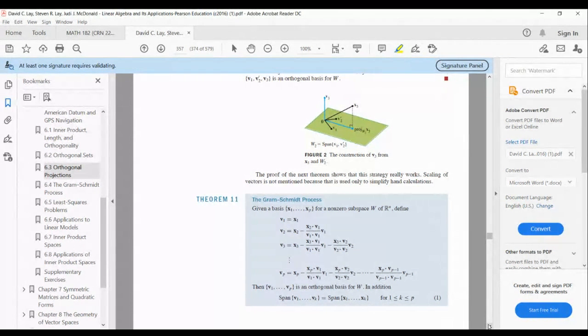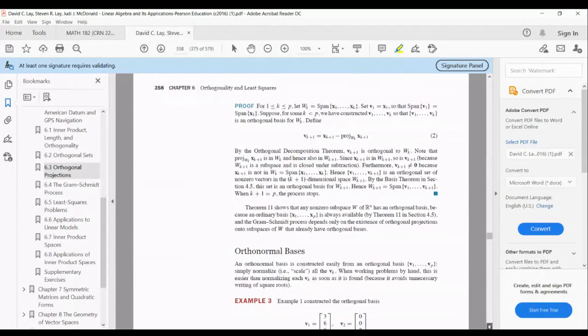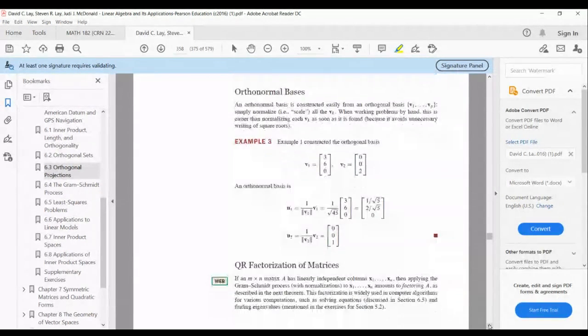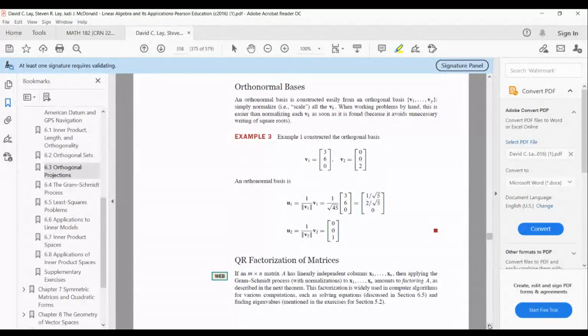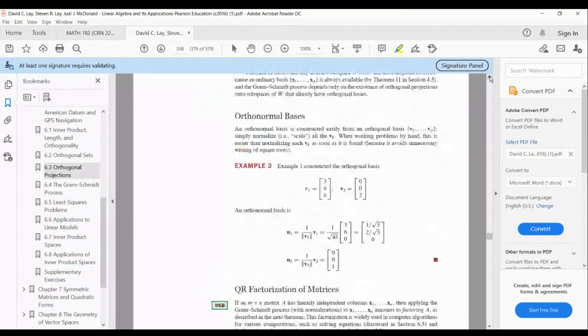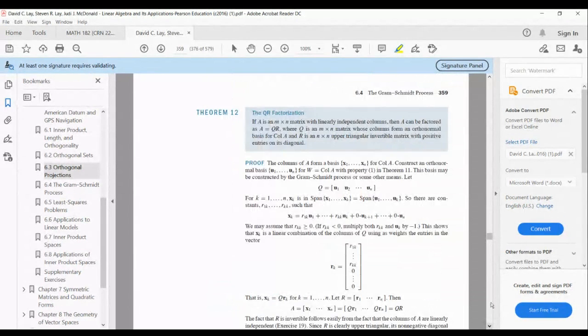right. So let's continue on here with section 6.4. Okay, so if you can get an orthogonal basis, you can get an orthonormal basis. I'm not worried about that. But there's something called QR factorization that is important for you to be aware of.